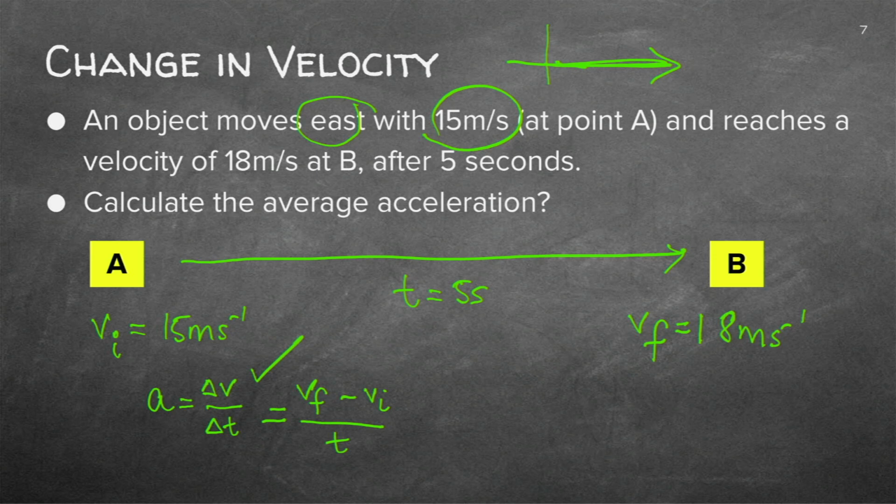And the second mark will be to substitute into your equation. So I've got V final, which is 18. I've got V initial, which is 15. See that you have the right sign in there, and that happened in 5 seconds. So I've got 3 meter per second in 5 seconds. And if you do your calculation, you will get 0.6 meter per second squared, and its acceleration.